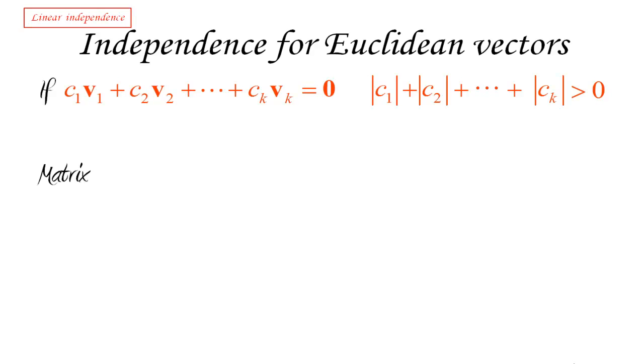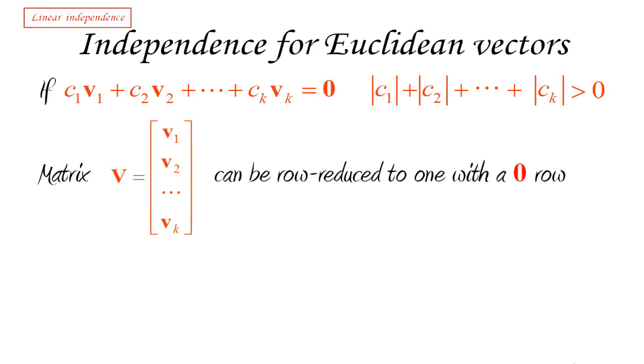Now let's look at a matrix. Let's construct a matrix V, which is obtained by using each one of these vectors as rows. Remember, these are Euclidean vectors, so each of them is written as a row, and I consider this matrix. Because these vectors are dependent, one of those rows is a linear combination of the others. That means I can do enough row operations to reduce that one vector to a 0 row.